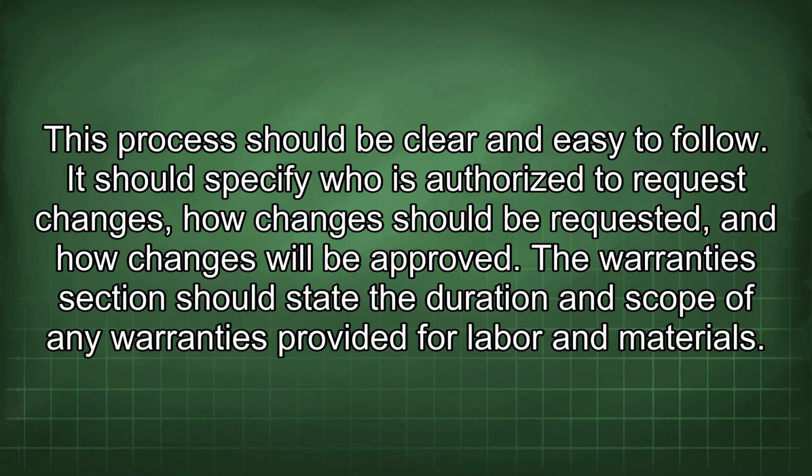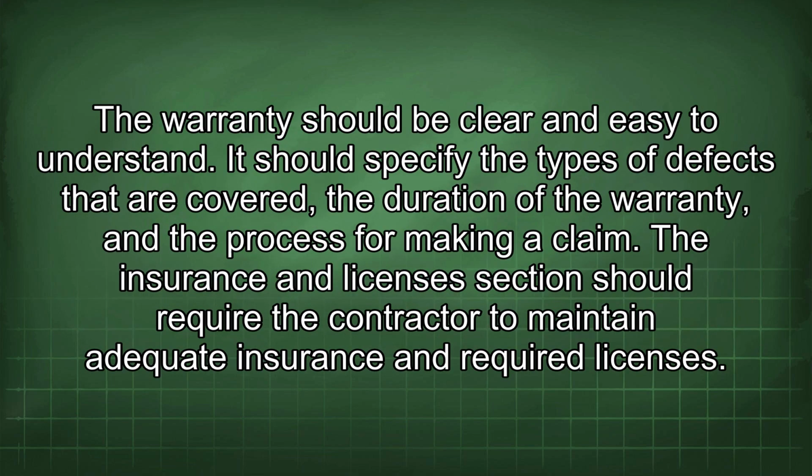The warranties section should state the duration and scope of any warranties provided for labor and materials. The warranty should be clear and easy to understand. It should specify the types of defects that are covered, the duration of the warranty, and the process for making a claim. The insurance and licenses section should require the contractor to maintain adequate insurance and required licenses.